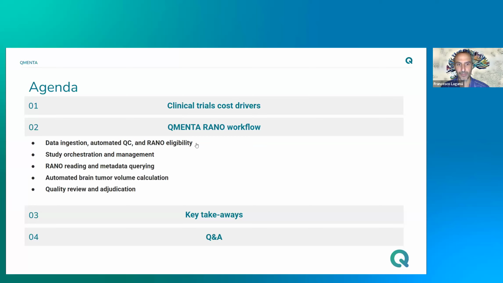we apply the automated and visual checks that guarantee only high-quality data enters your trial, study orchestration and management, and RANO reading in action, automatic brain tumor volume calculation, where lesions are automatically segmented and their volume calculated, quality review and adjudication. And I will not be navigating this platform alone today.